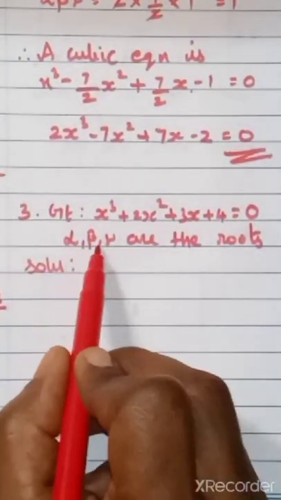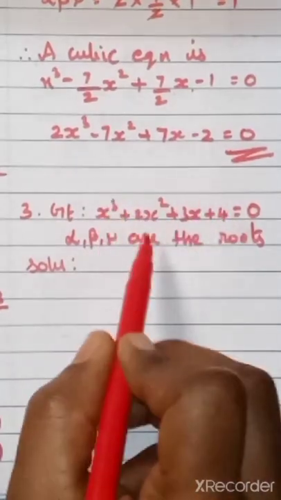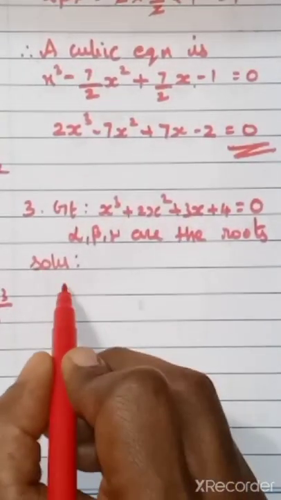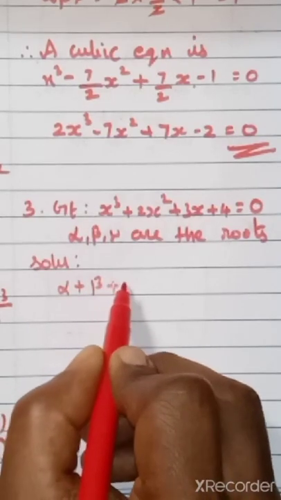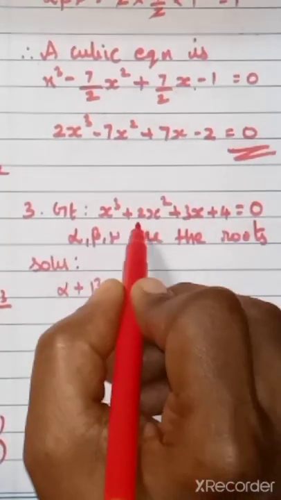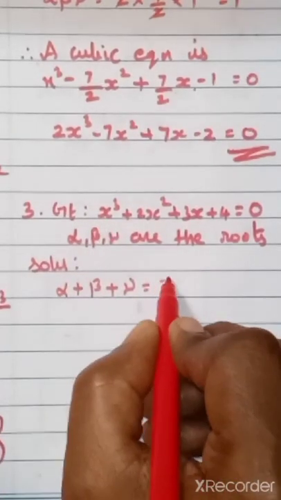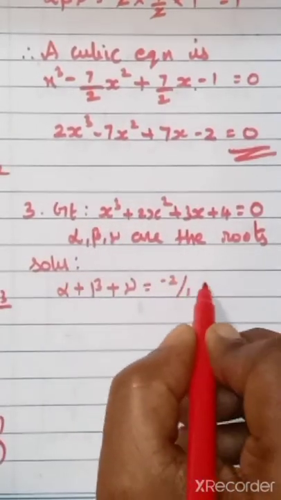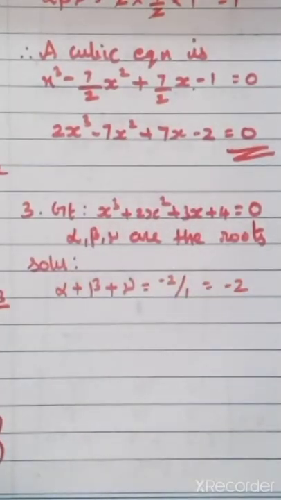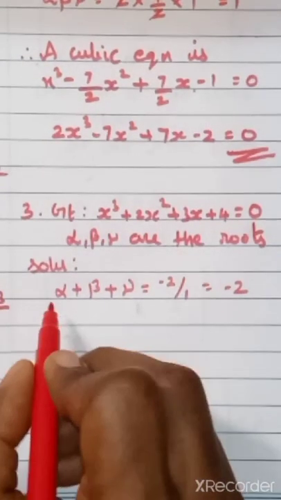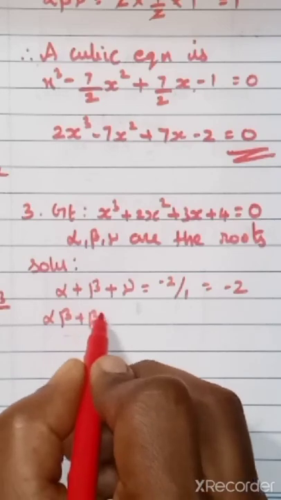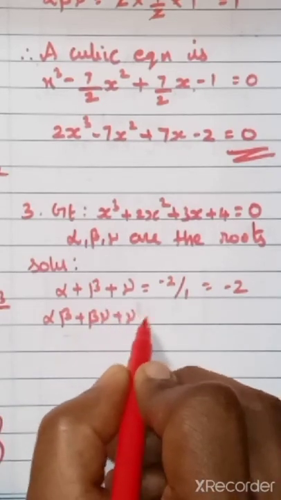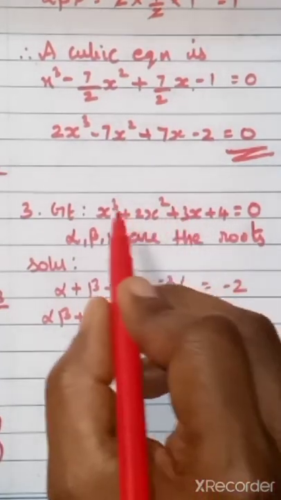Now alpha beta gamma are the roots of this equation. So what is the sum of single root? Alpha plus beta plus gamma. What is the answer? Minus b by a. So the answer is minus 2 by 1, which is equal to minus 2. Correct? Next, sum of double root, alpha beta, beta gamma, gamma alpha, equal to c by a.